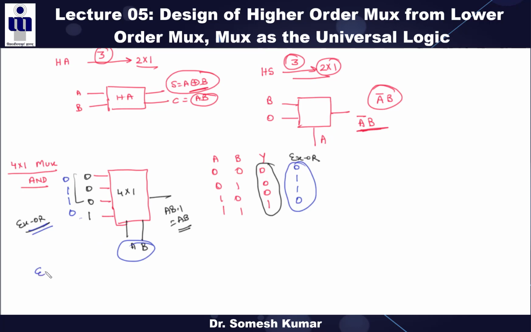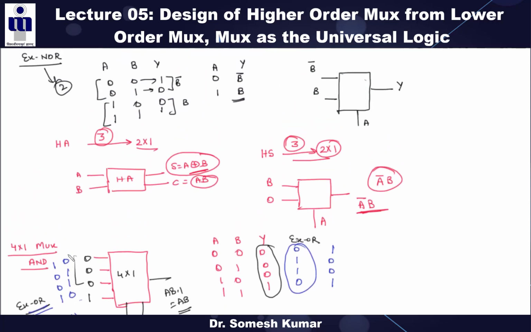Similarly, you can design the XNOR gate, right? In the XNOR gate, you know the truth table is this and this acts as the inputs for the XNOR gate. For the half adder, how many 4:1 mux are required to implement the half adder? Now from this discussion, it is clear that only one 4:1 mux is required to implement XOR, one 4:1 mux is required to implement XNOR, right?